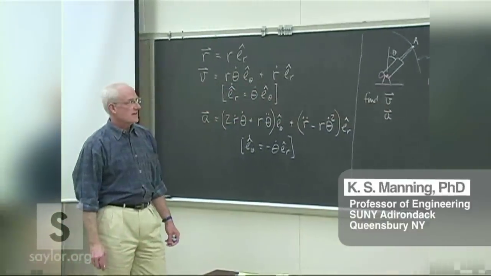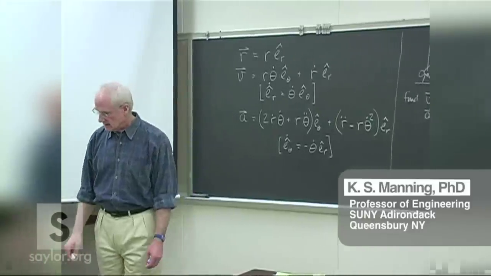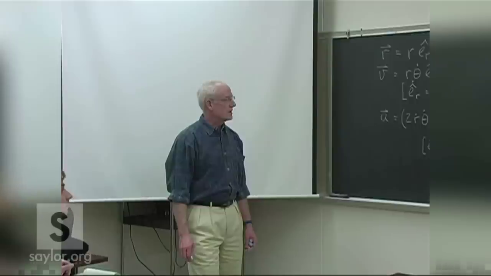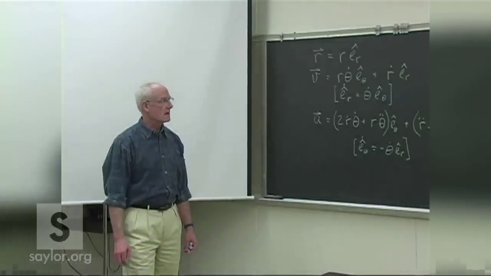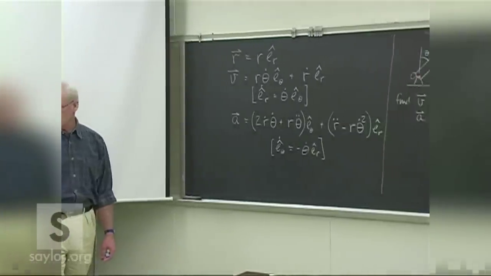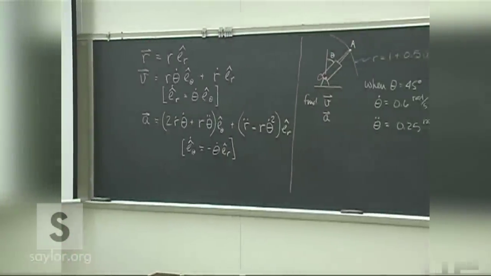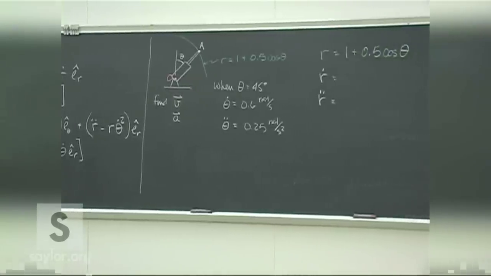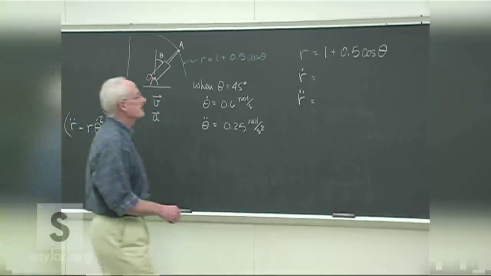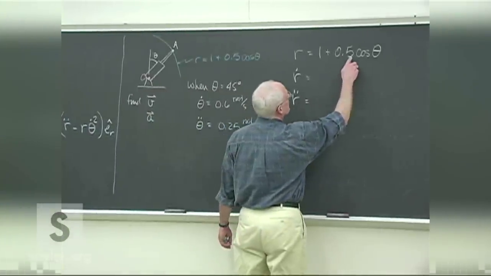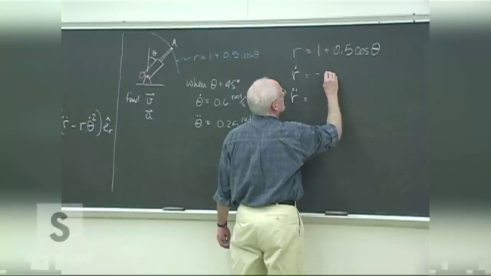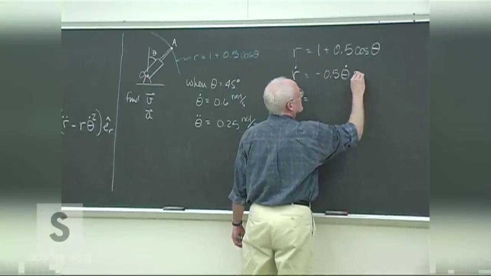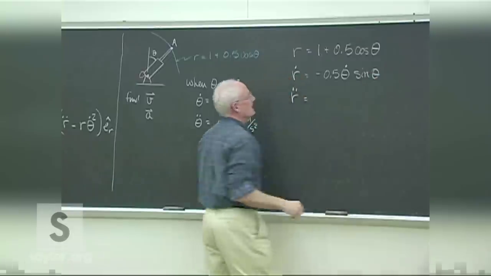Just the time derivative of each of those. Don't forget to use the chain rule, because theta dot as a part of that also changes with time. So this first derivative, that's constant, minus 0.5 theta dot sine theta, I believe. That look right?